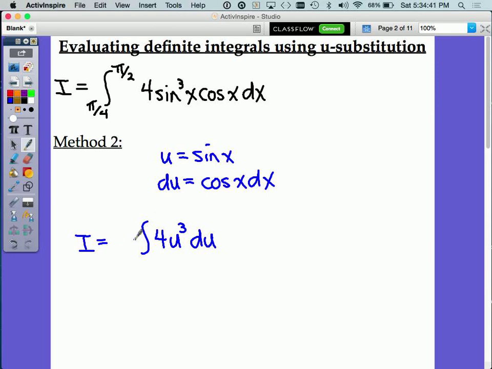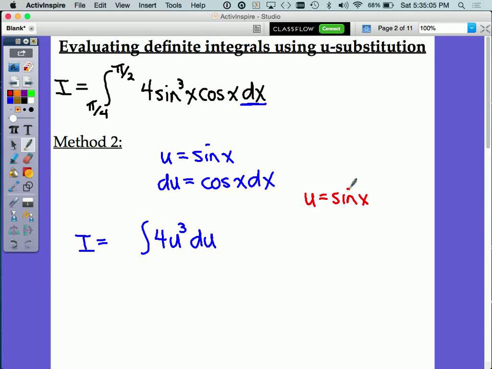The problem is my limits of integration up here, pi over 4 to pi over 2, those are x values because of this dx here. So that means that down here I've got a du, I need u values up in here. This has to be a u, and this has to be a u. So what we're going to do is we're going to figure out what u values we want there. And so I'm going to say, well, u equals sine x.